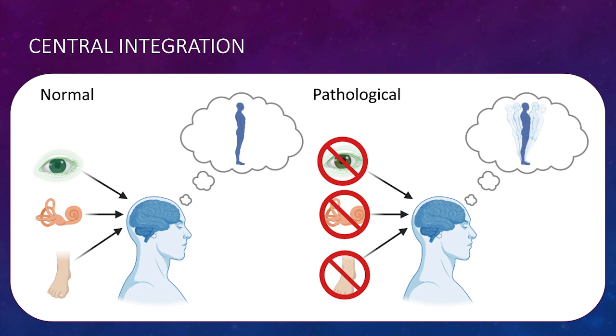Now, if something goes wrong with any or all of the sensory systems, or with the brain's ability to integrate that information, it's unable to form a very crisp representation of the body. The representation becomes blurry and not very precise, which might be the cause of the movement deficits that we see in advanced Parkinson's disease.